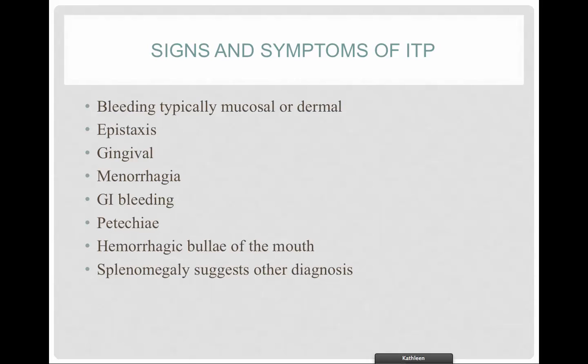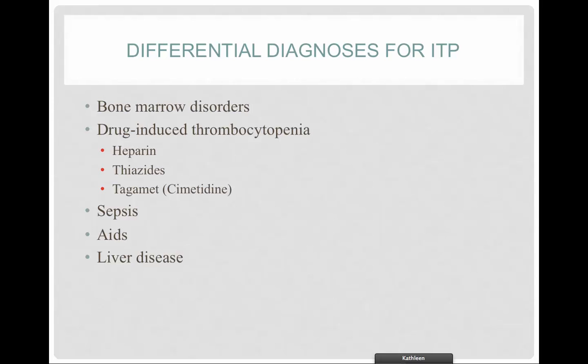Patients bleed typically in the mucosa or dermis. Patients have epistaxis, gingival bleeding, menorrhagia, which is abnormally heavy prolonged menstrual period, GI bleeding, petechiae, remember? Hemorrhagic bullae of the mouth. Splenomegaly suggests another diagnosis if they have an enlarged spleen. The differential diagnosis of bone marrow disorders, drug-induced thrombocytopenia, which is heparin, thiazide, Tagamet causes that, which would be your other differential. Sepsis, AIDS, or liver disease.